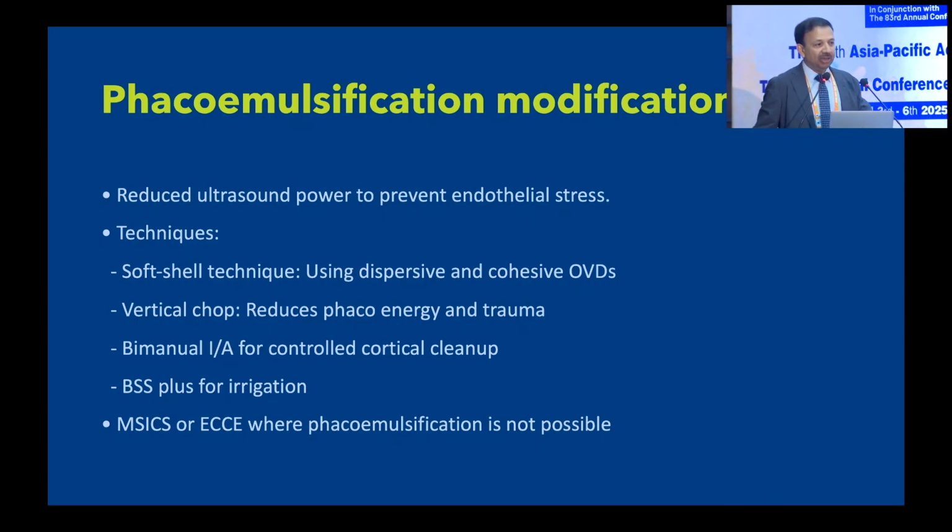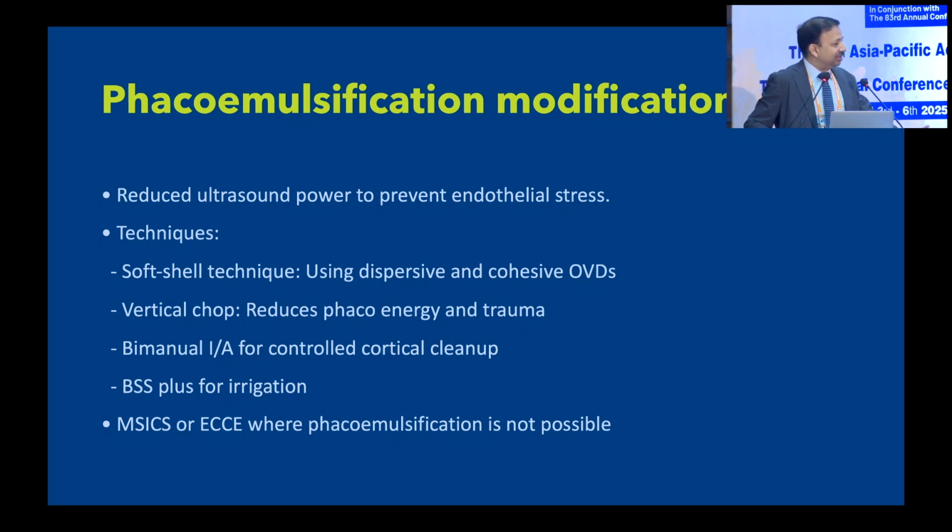And for cortical removal, you need to have access from different quadrants. So using a bimanual is always a great option in this rather than going with a coaxial, because that does not give you better access and the control is also not too great. And rarely, if you feel a phaco is not possible, don't persist with it.